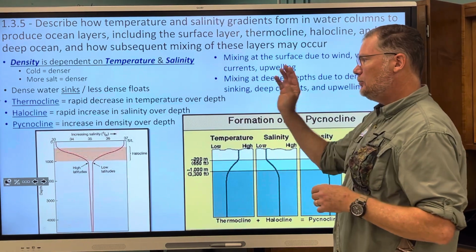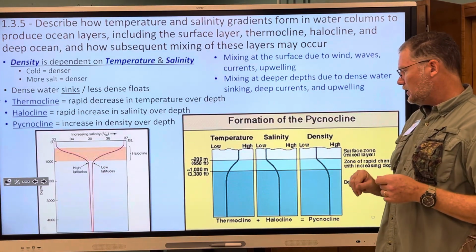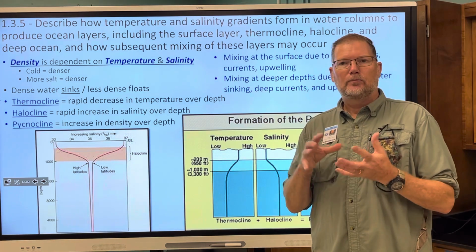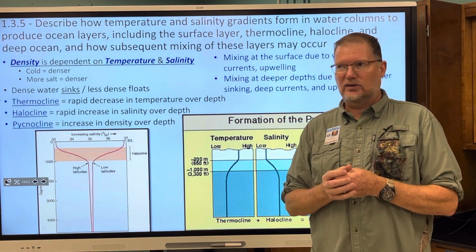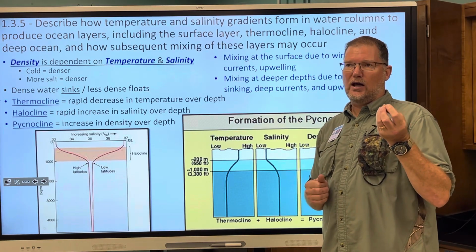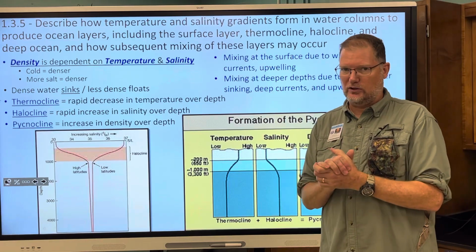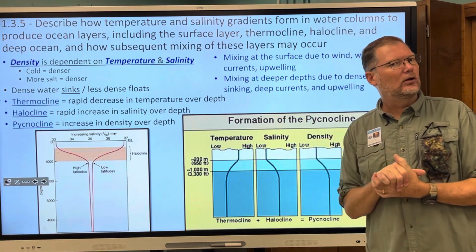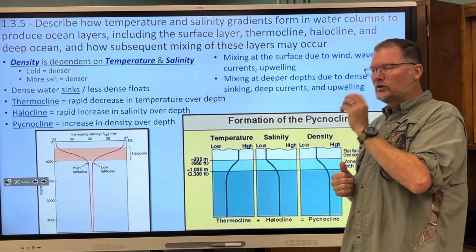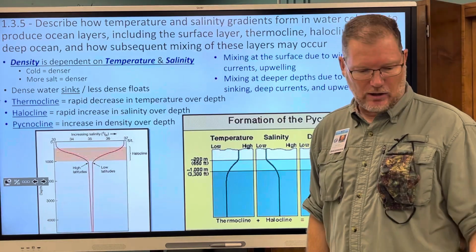Obviously. And then the pycnocline is density, which is going to mirror the salinity almost exactly, because it's colder when you get deeper, which increases the density. And if the salinity is higher, that's going to increase the density. And then of course you have just the pressure pushing down, which is going to squish the particles closer together, which is going to increase density. So it's really all kind of simple. It's just a lot of information that takes place all at once, you know? So individually, they're all very simple concepts, but a lot of information.